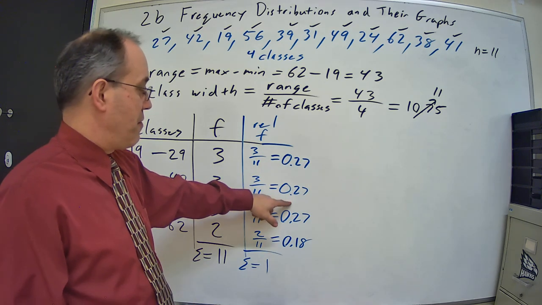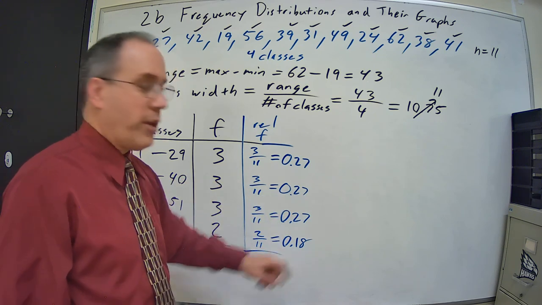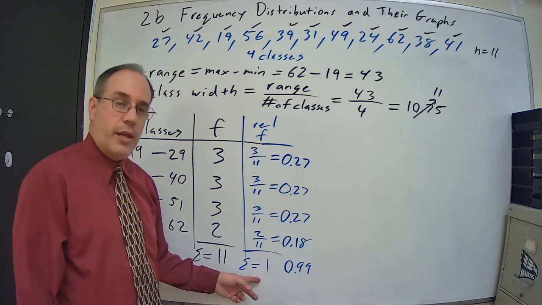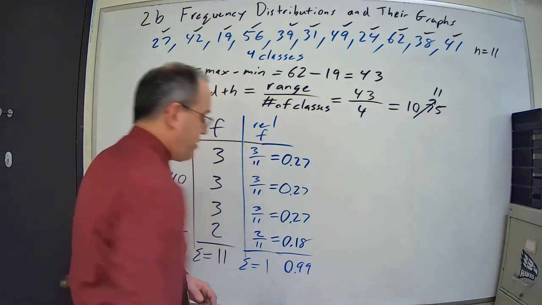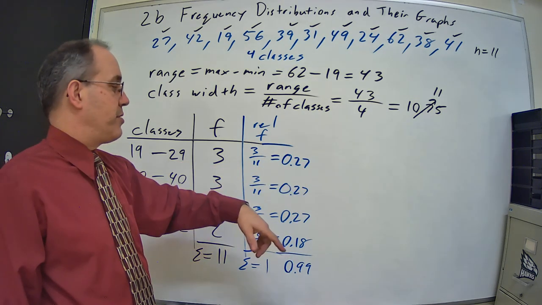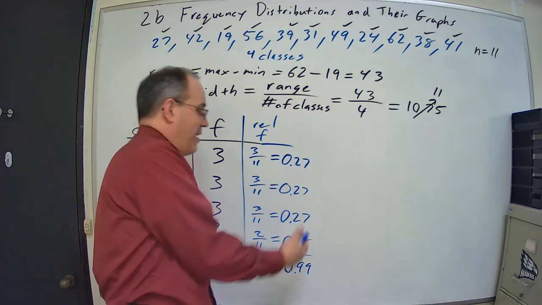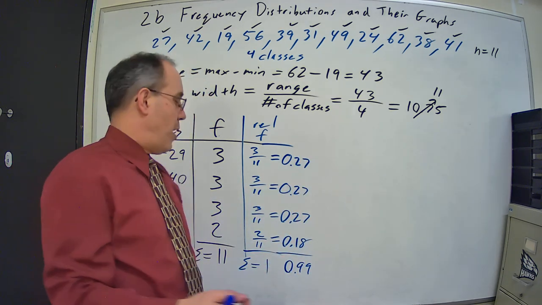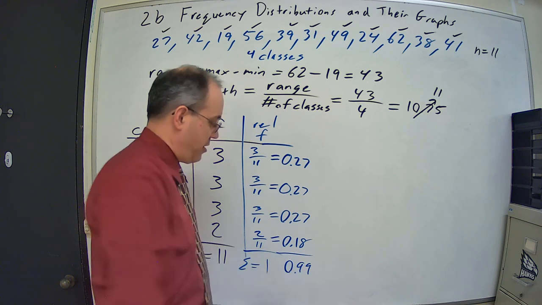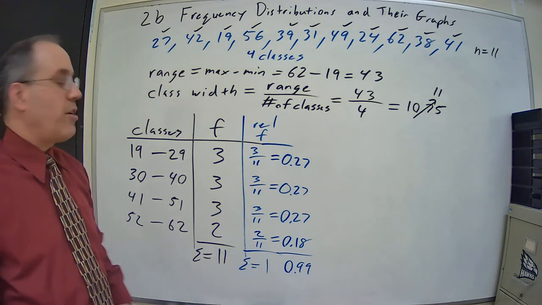So we get 0.27, 0.54, 0.81, 0.99. So 0.99, and we see that that's not exactly 1, but it's really close to it, and I trust it because we see that we rounded all of those numbers. The next number was a 2, so it rounded this to the 7. The next number was a 2, the next number was a 2, the next number was a 1. So all of these ended up getting rounded down by 1 or 2 thousandths, which put me off by about 1/100. So that's okay. So we checked our relative frequencies.